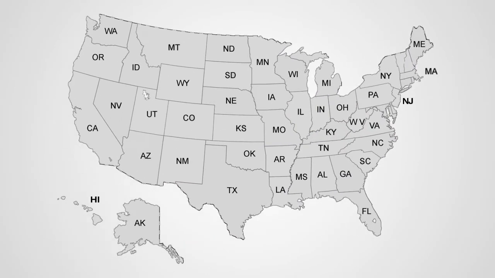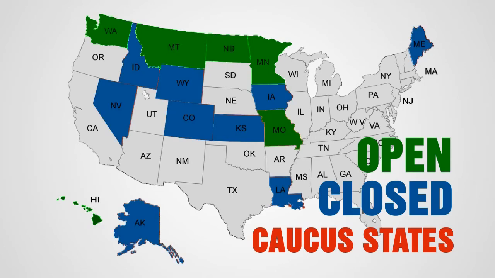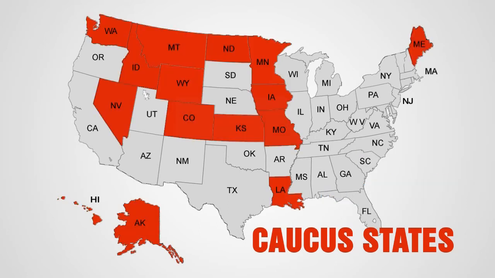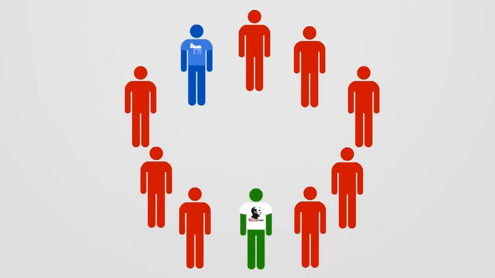Now let's look at the caucus states. If you live in one of these states, you're in a caucus state. Just as if you live in a primary state, you must determine if the caucuses are open or closed. If closed, you must register Republican in time to be allowed to vote in the caucus. Think of a caucus as a tournament for delegates. Your county is divided up into various precincts. Each one holds a caucus.